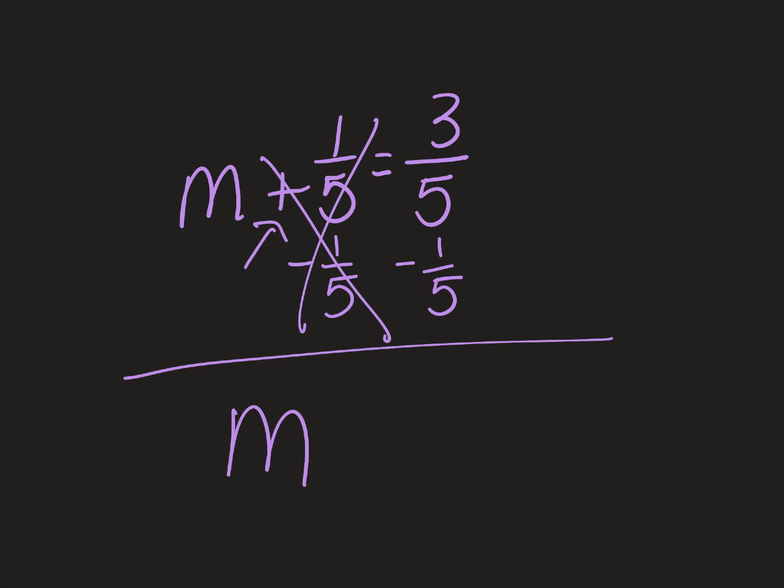So m equals, you already have a common denominator, so you can just subtract your numerators. And your numerator is larger on top. So 3 minus 1 is 2. So your answer is 2/5. That one was pretty easy.